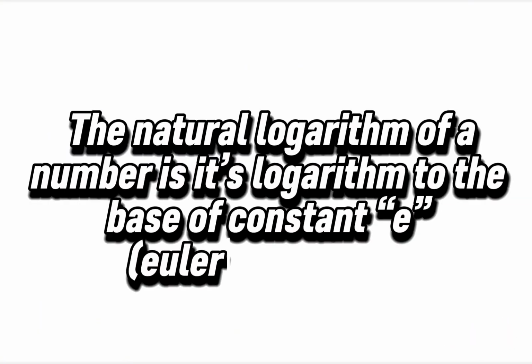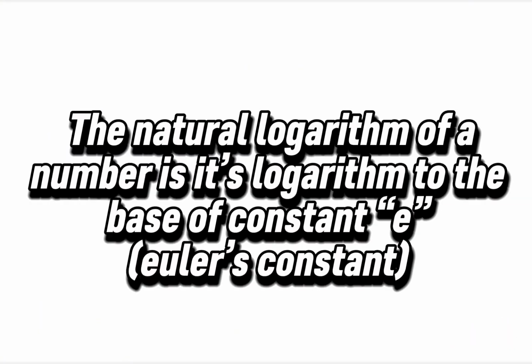Now that we've reviewed what a logarithm is, let's talk about natural logarithms. The natural logarithm of a number is its logarithm to the base of the constant e, which is also known as Euler's constant. If you remember, we also see Euler's constant in compounding continuously, or PERT.